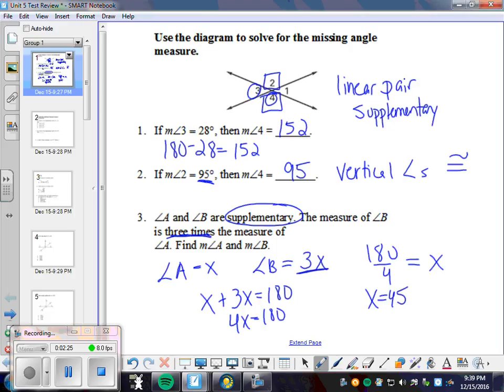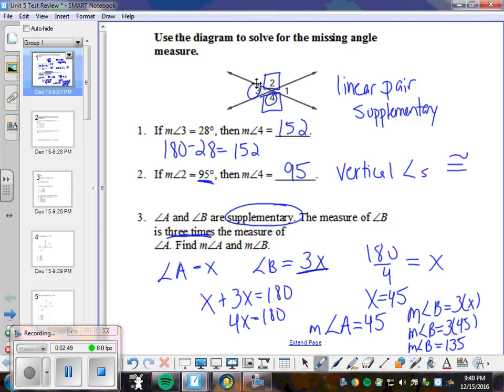Okay, now they want angle A. The measure of angle A would equal 45 because that was X. And the measure of angle B was 3 times X. So measure of angle B is 3 times 45, which is 135. Okay, that's number 3. So you get angle A is 45, angle B is 135. All right, 1, 2, and 3 completed.